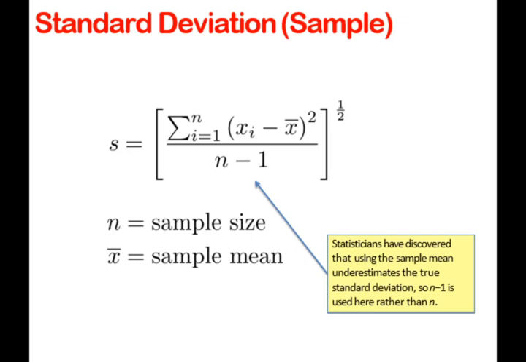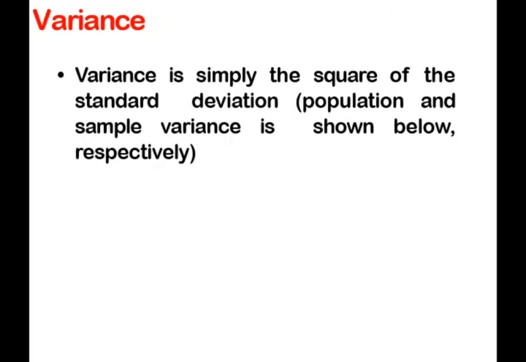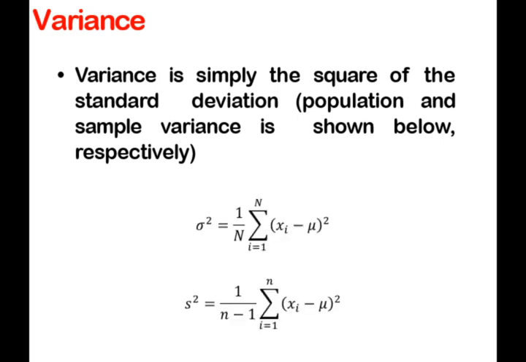Okay. So, what is variance? As Lawson mentioned, variance is simply the square of the standard deviation for both cases, the population and the sample. We use sigma squared for the population variance and s squared for the sample variance.